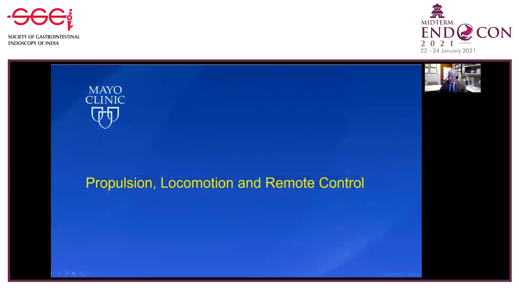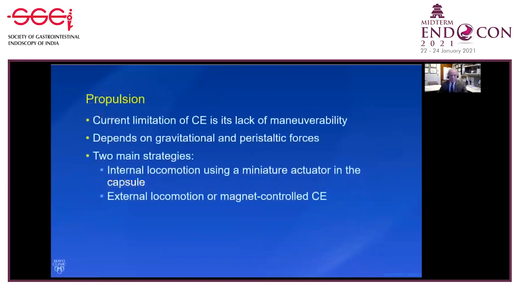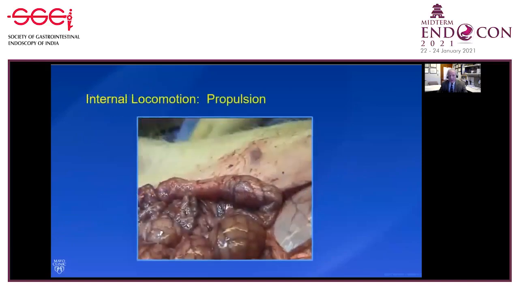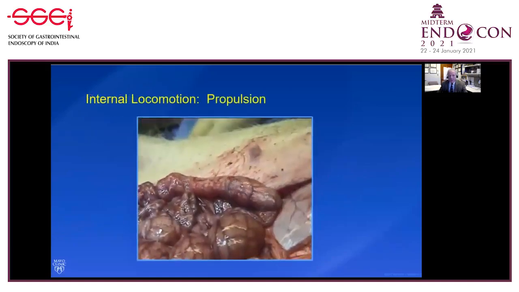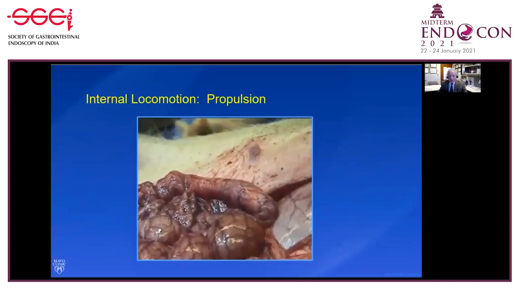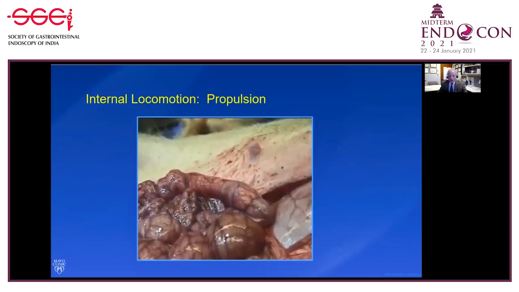Another area that's very exciting is propulsion, locomotion, and remote control. The current limitation of capsule is its lack of maneuverability, and it depends on gravitation and peristaltic forces. So as we look to better strategies, one is internal locomotion using a miniature actuator in the capsule, and then external locomotion or magnetic controlled capsule. And so this is an example of internal control where the capsule can propel itself using vibratory technology.